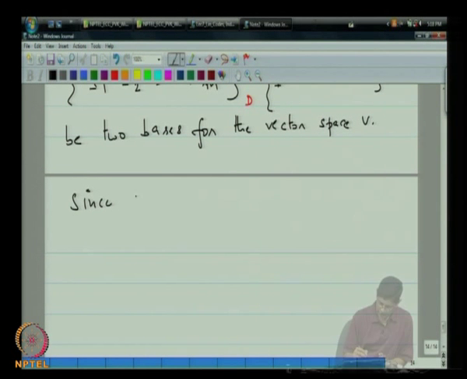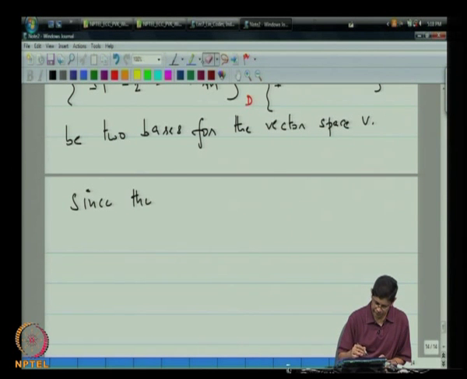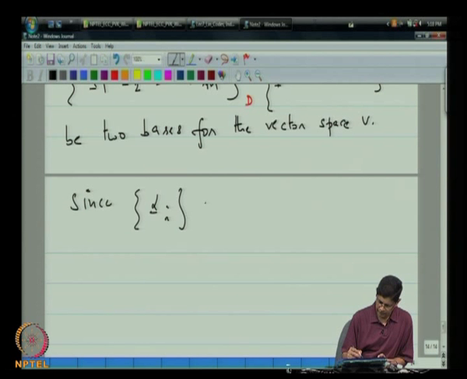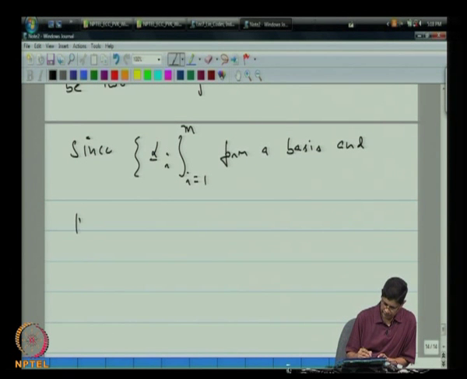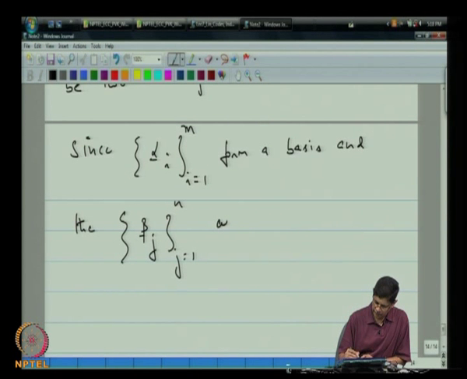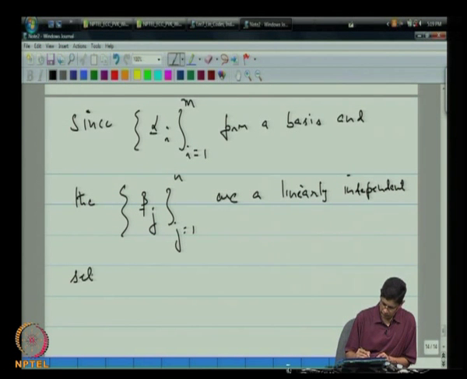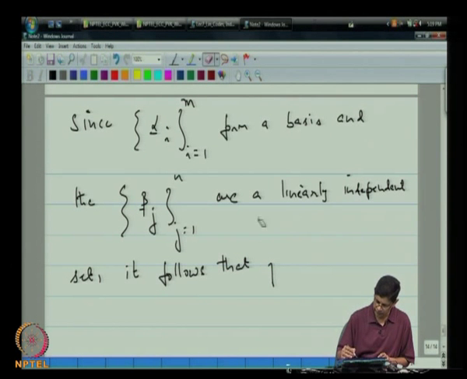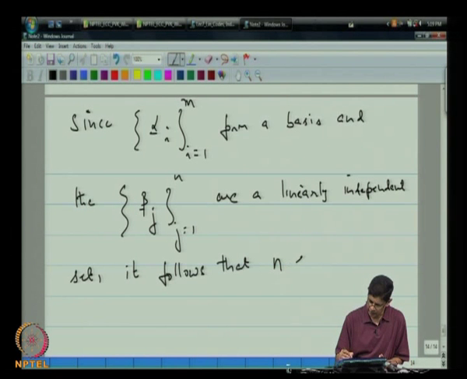Since the alpha i, i equals 1 to m, form a basis and the set beta j, j equals 1 to n, are a linearly independent set, it follows that n must be less than or equal to m.